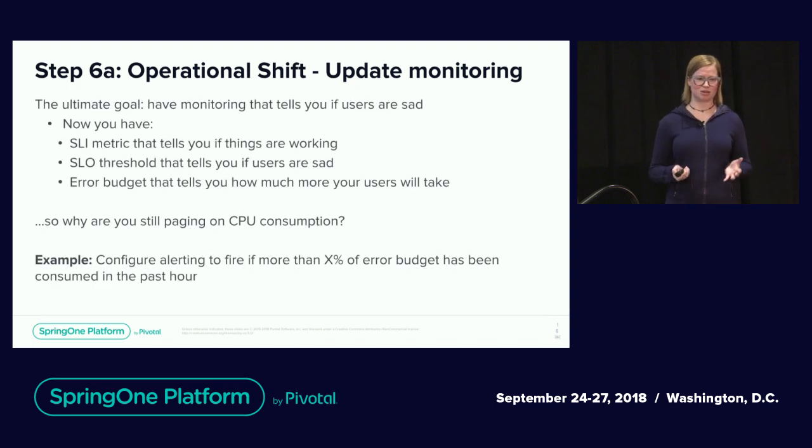So the first thing is to update your monitoring. With your SLI, you now have a metric that you know represents your user's happiness. You know that that's something that you can alert on to figure out if your user is sad. So why are you still paging on CPU utilization? If your CPU is pegged at 100%, but your user journeys are still happening, your users are still able to do what they need to do with your service, then don't wake yourself up at 3 a.m. It's not worth it. You can fix it tomorrow. This is really the most important thing.